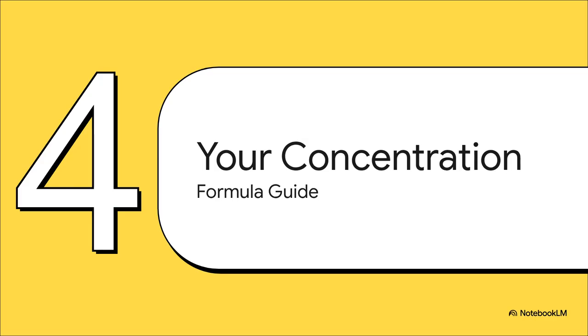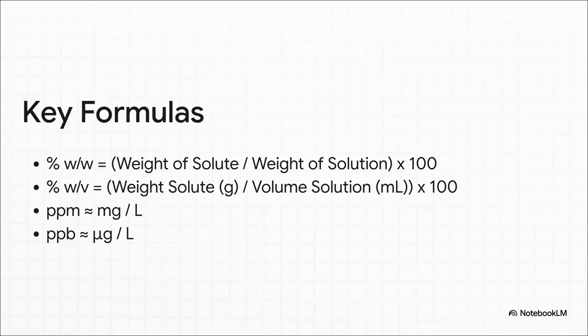Phew, okay, you all did great. We have gone through a ton of information. So to wrap it all up and make sure you've got it locked in, let's do a quick review of the most important formulas. Think of this as your personal guide. Okay, here it is, your cheat sheet. Screenshot this, write it down, whatever you need to do. Remember, %WW is weight over weight times 100. %WV is weight in grams over volume in milliliters times 100. And for the really tiny amounts, remember the shortcuts. ppm is pretty much just milligrams per liter, and ppb is micrograms per liter.